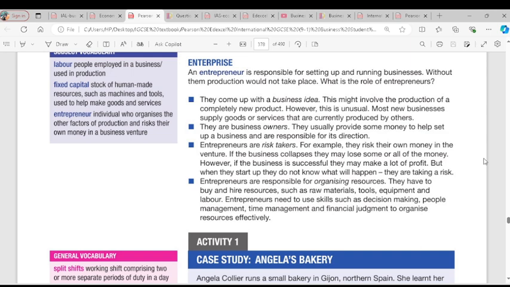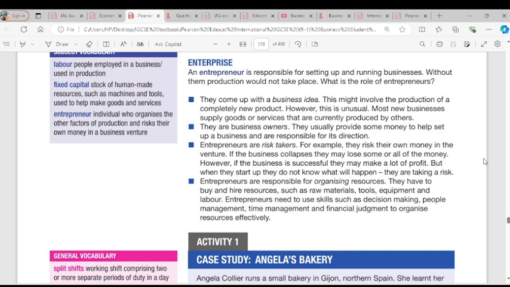Three, they are risk takers. Why are they risk takers? They are risk takers because they are putting their own money into the business. The money might not come back. The business might go bad. You know, so what happens? Everything is gone.